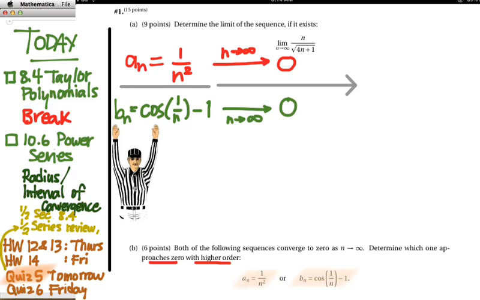So let's do this one step at a time. If I apply L'Hopital's rule to the numerator and to the denominator, so taking the derivative of 1 over n squared and taking the derivative of the cosine of 1 over n minus 1, then first of all, what's the derivative of 1 over n squared?